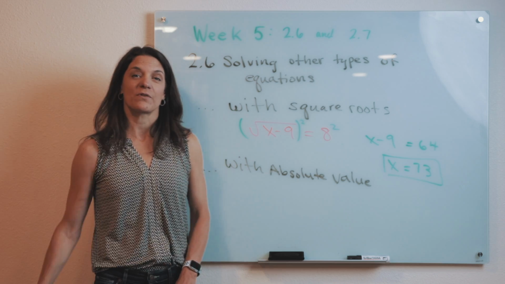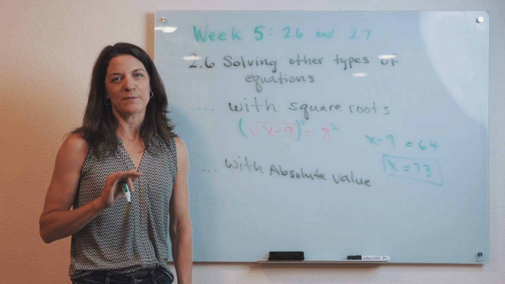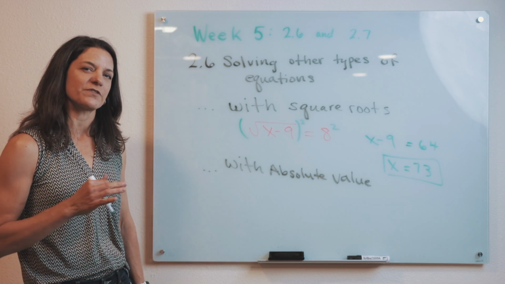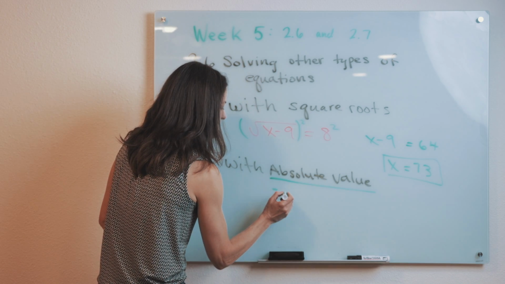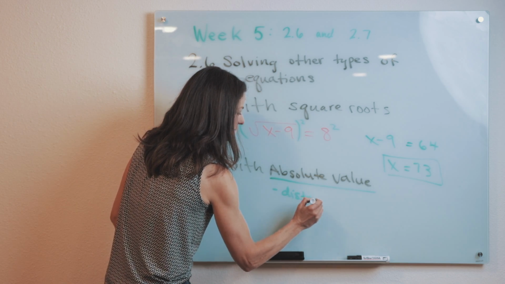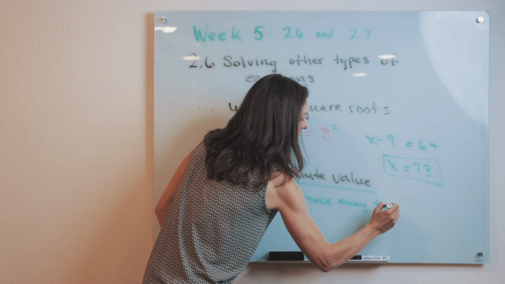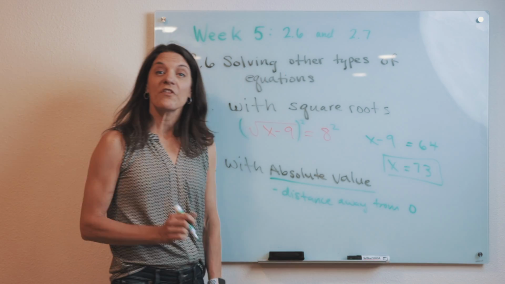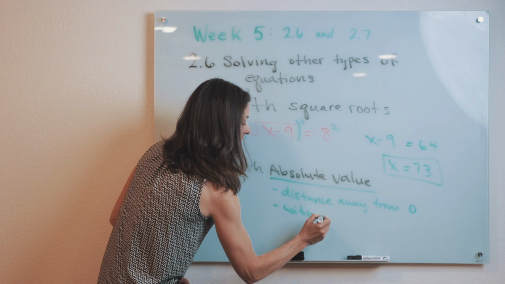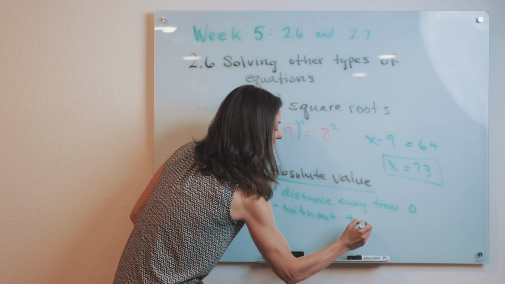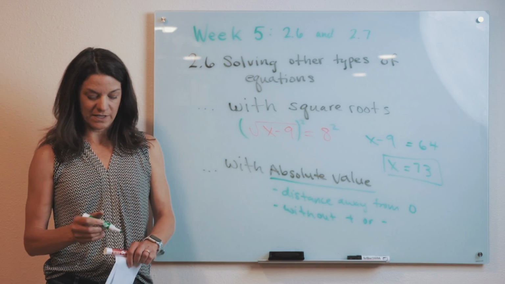So the fourth kind of equation that we're going to look at are those that have absolute value. Let's define absolute value. It's not an operation or a function that we use very often. So absolute value gives us the distance away from 0 without the direction. So that means without the plus or negative, the positive or the negative sign out in front.